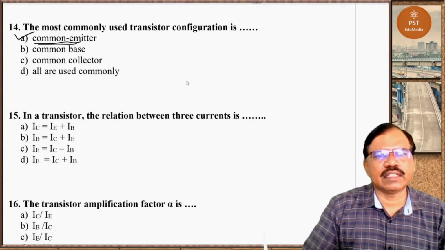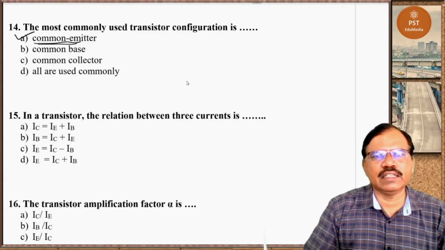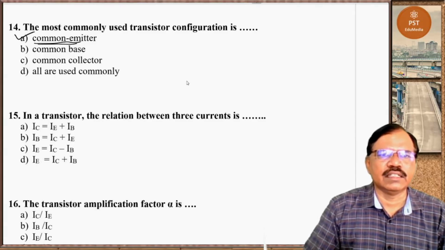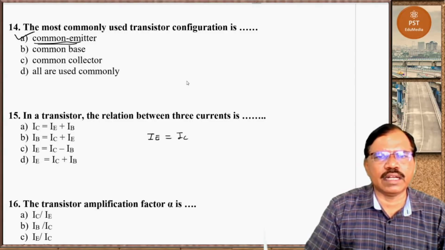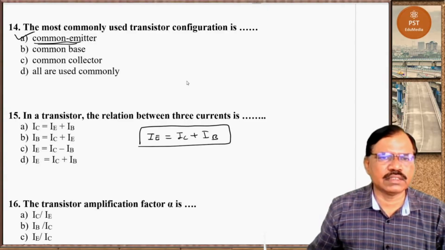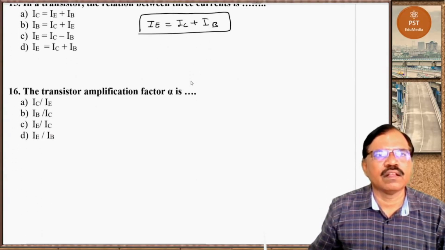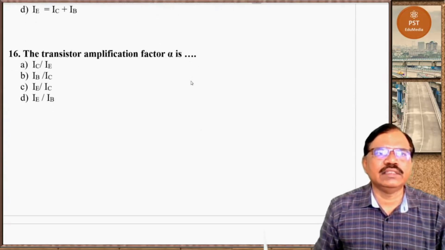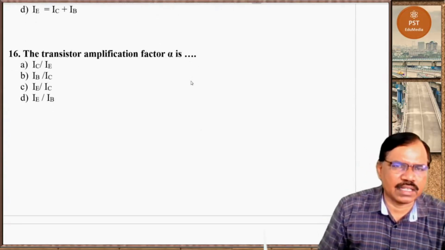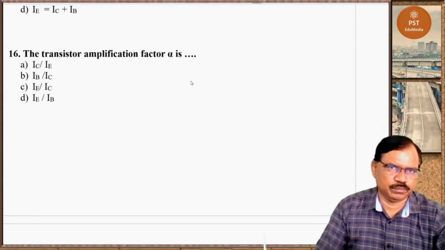Now in transistor, the relation between three currents is, that is equal to IE. Emitter current is equal to collector current plus base current. This is IE is equal to IC plus IB. Now the transistor amplification factor alpha is.